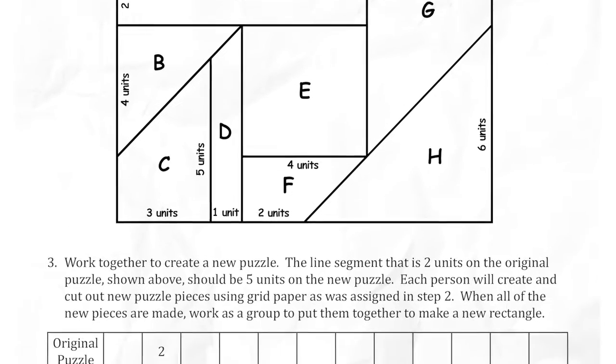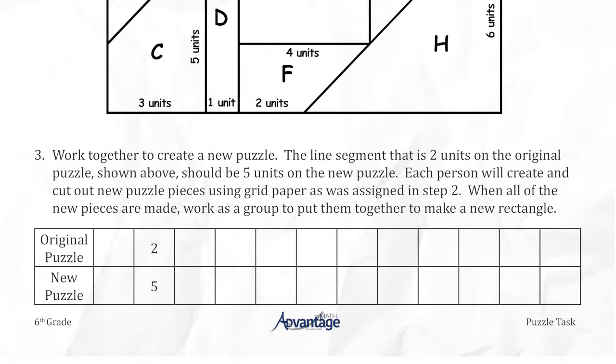The third step is for groups to work together to create a new puzzle. The line segment that is 2 units in the original puzzle should be 5 units on the new puzzle. Each person will create and cut out new puzzle pieces using grid paper as was assigned in step 2. When all of the new pieces are made, groups will work to put them together to assemble a new rectangle.